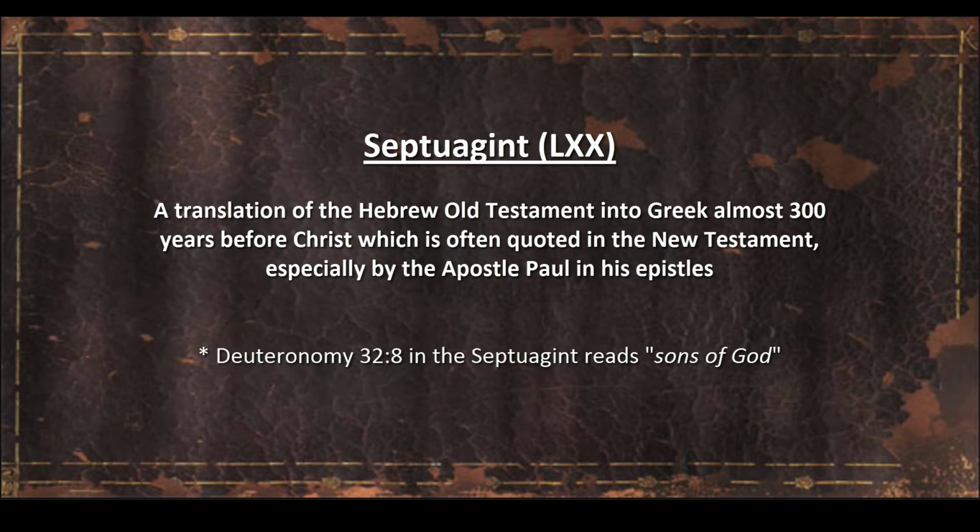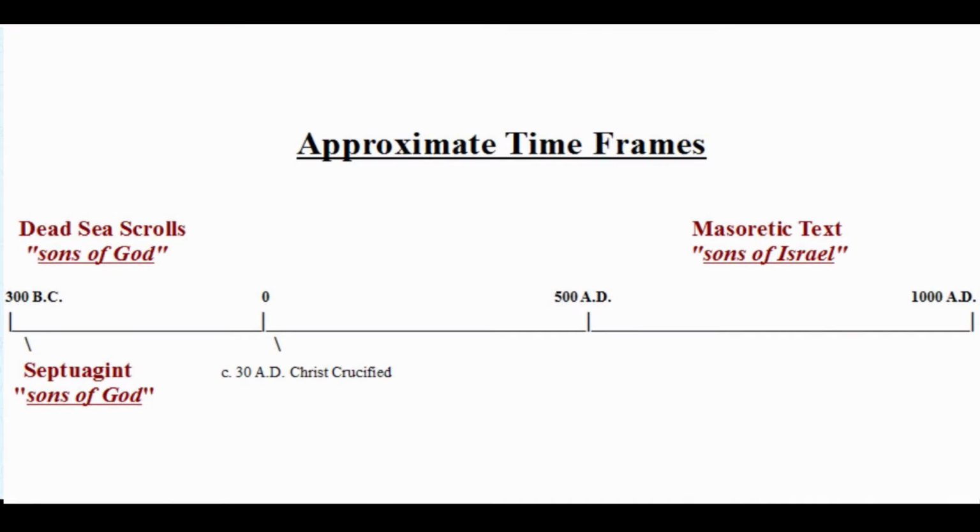So the two oldest traditions, the Dead Sea Scrolls and the Greek version of the Old Testament based on an older form of the Hebrew Old Testament called the Septuagint, read sons of God. You understand? Even the Dead Sea Scrolls. In fact, if you have an NIV Bible, there's a note in the NIV Bible saying that in the Dead Sea Scrolls, right, and in the Septuagint, the Greek version, it reads sons of God.